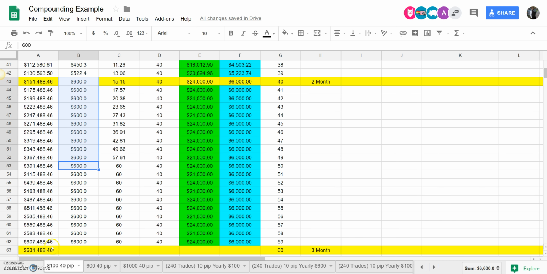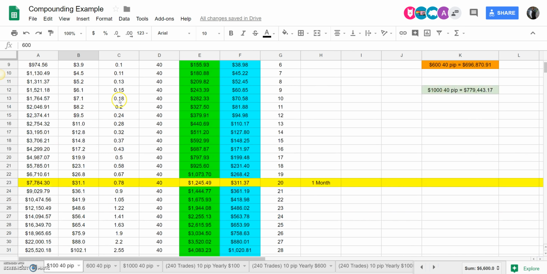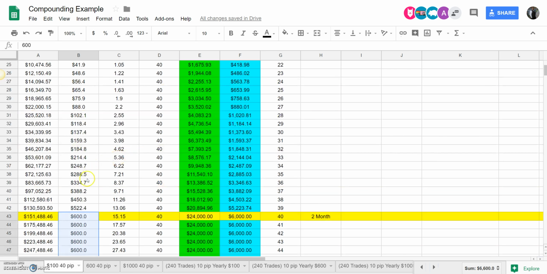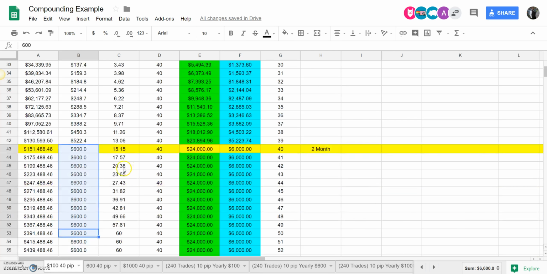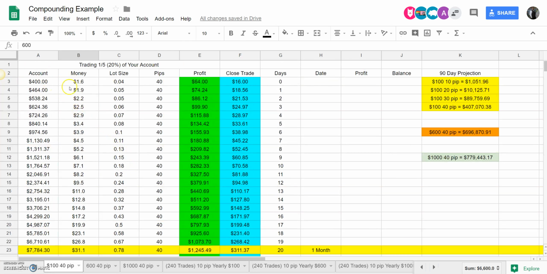The other thing to notice is that the lot size column doesn't change automatically. So you will always have to manually put in the numbers, or at least know them when you see. So you would have to see that 288, you would have to know how to manually put that in. This section right here never changes. That's it, folks. Other than that, you're good to go. Go ahead and follow this plan and let's get rich together.